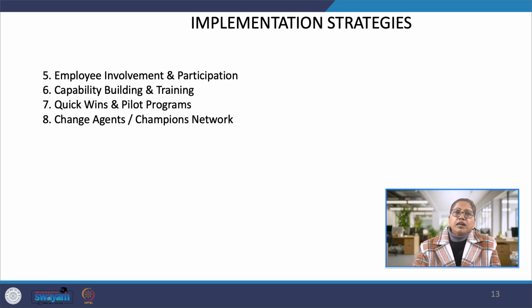Quick wins and pilot programs need to be organized. Start with pilots or phased implementation. Deliver visible short-term wins to build the momentum of change. Publicize successes to reinforce belief in change.